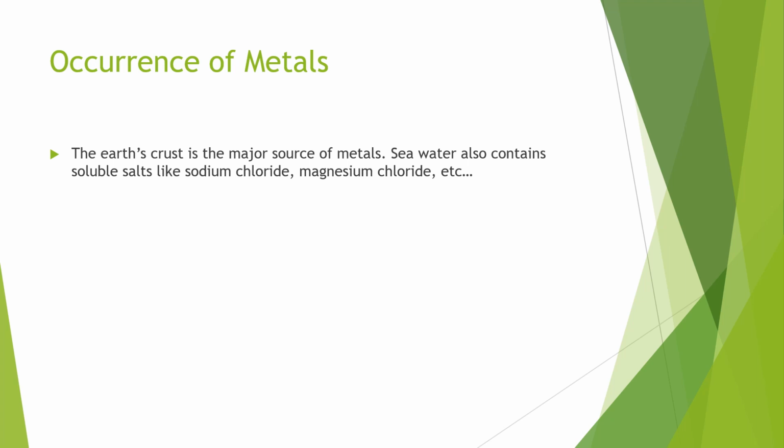Non-metals are neither malleable nor ductile, thus they cannot be beaten into thin sheets or drawn into wire. Brittleness: non-metals are brittle in nature. For instance, sulfur is a brittle solid. If it is hammered, it breaks into pieces.